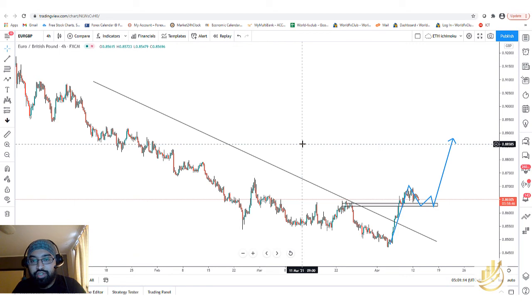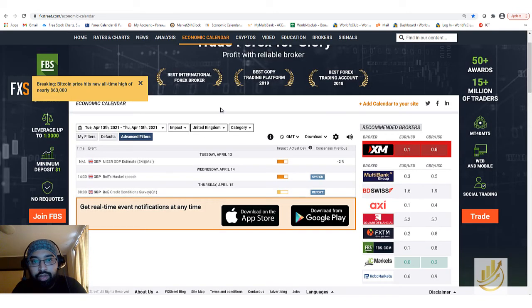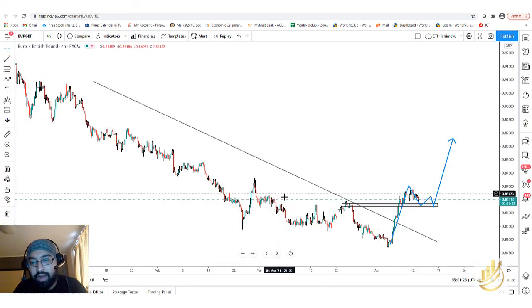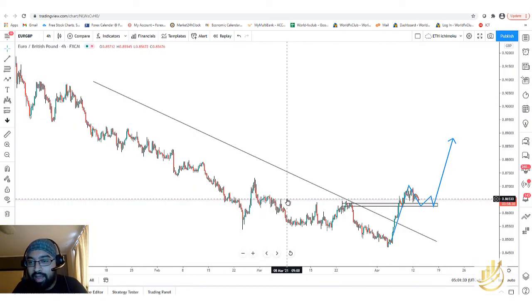So keep an eye on the pound news which is coming up today. And tomorrow we have a Bank of England speech. So we are expecting positive news. We are expecting upside on pound. So that is it. Keep an eye and try to find out opportunities.